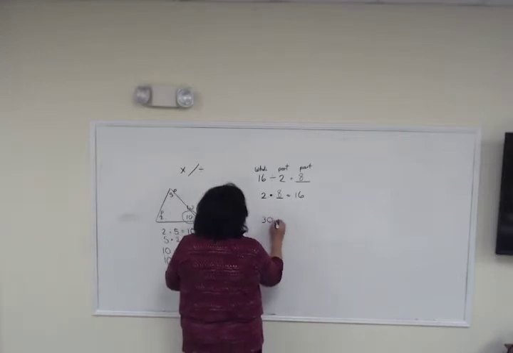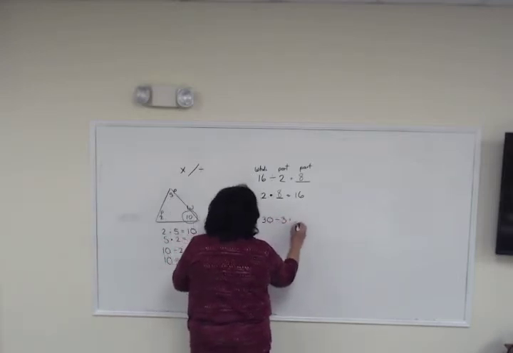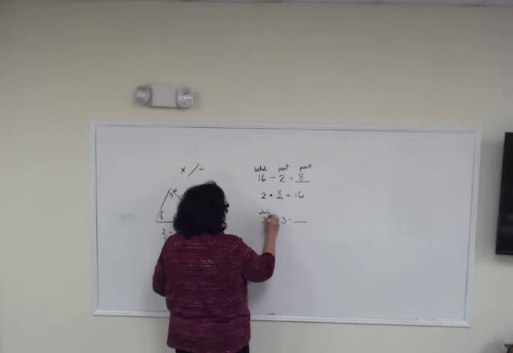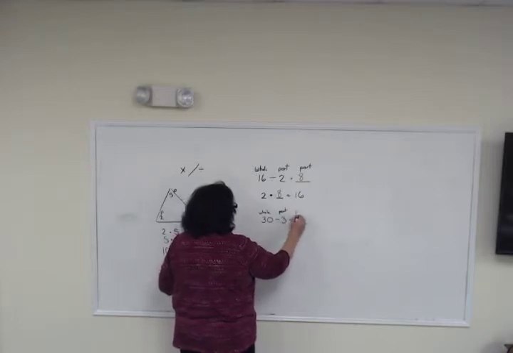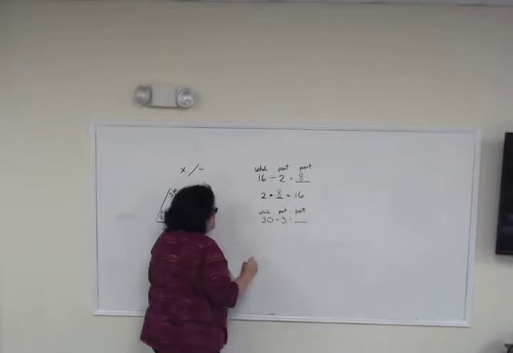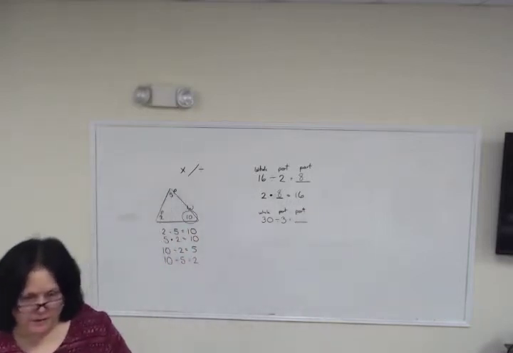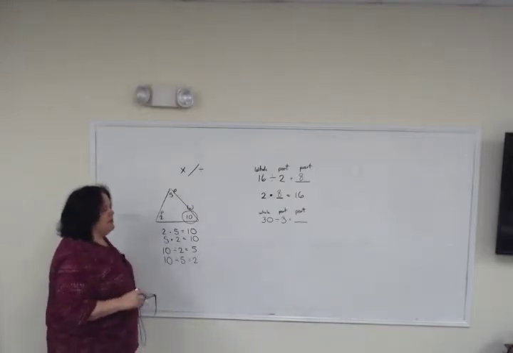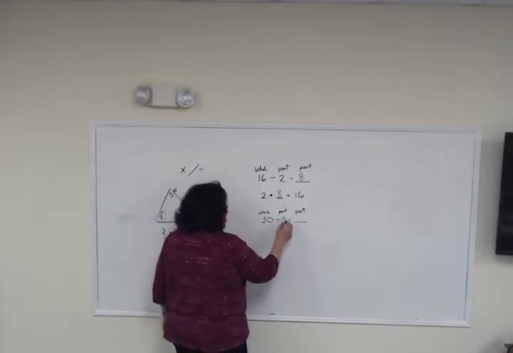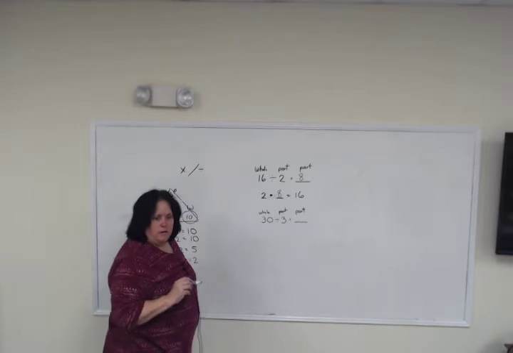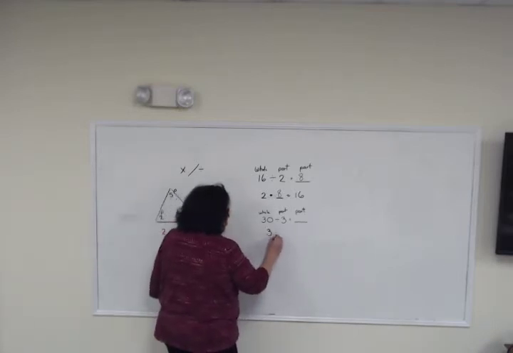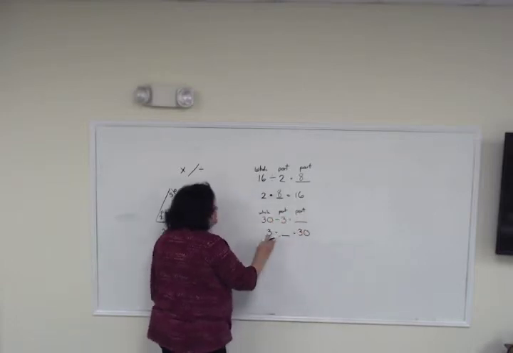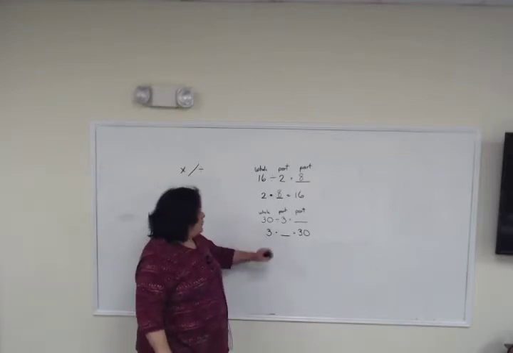Okay, let's take a look at number 2. We have 30 divided by 3 equals what? So the question is, if this is my whole, that means this is a part and this is the other part. What question should I ask myself here? This part times this part equals 30, right? So 3 times what equals 30? Because I know that I'm going to multiply my two parts to get my whole, right?